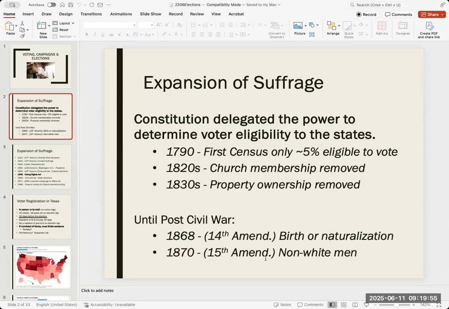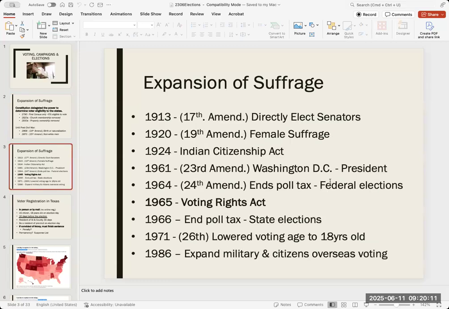We also passed the 15th Amendment, on paper at least guaranteeing the right of all men to vote regardless of race, right? So this allowed men that weren't white to vote. But as we know, many southern states tried to prevent that through a number of practices, including poll taxes. They won't be removed until the 1960s. But in 1913, we did expand voters' right to elect U.S. senators directly. Previously, again, they were elected by state legislatures. So this gave the voters more control over the Senate.